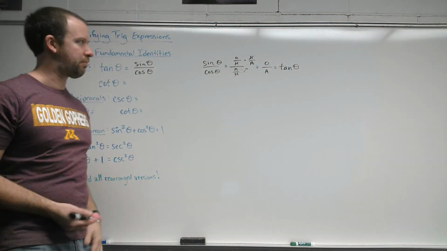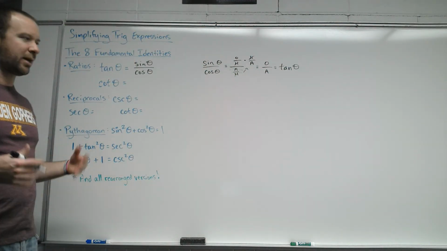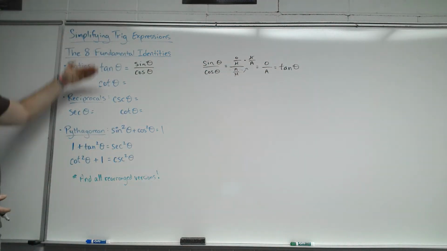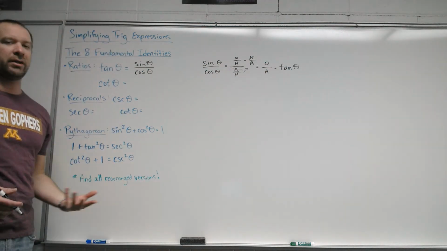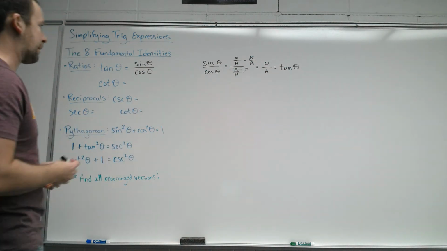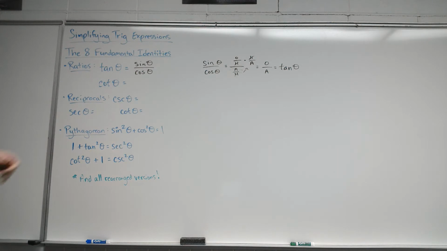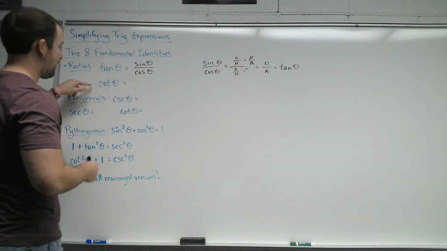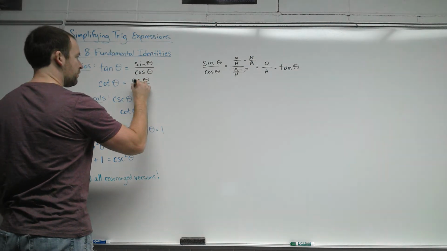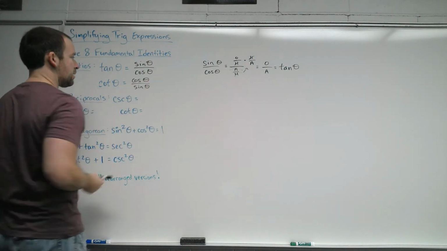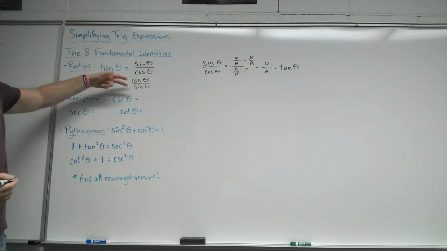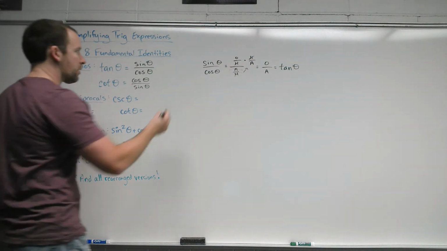There are thousands of different identities. We're not ever going to try to memorize them all. I'm just giving you 8 basic ones to start with so you can learn how to do this, because it's a really important algebra skill and a really important calc skill as well. So if tangent is sine over cosine, that means cotangent is cosine over sine. And I know that because tangent and cotangent are just reciprocals of each other. And so I just flip it, and there you go.